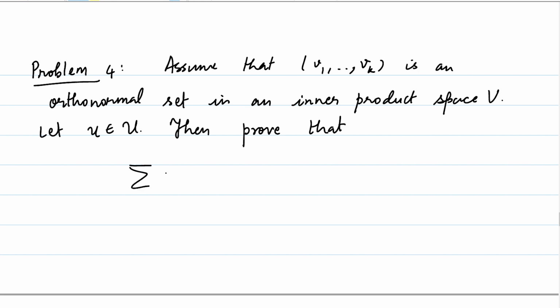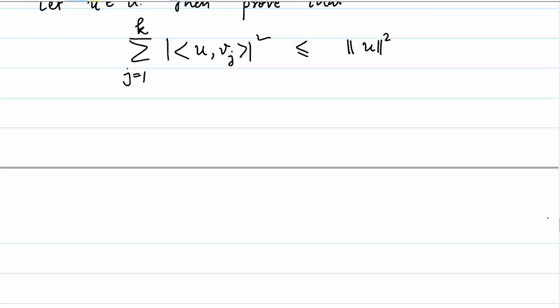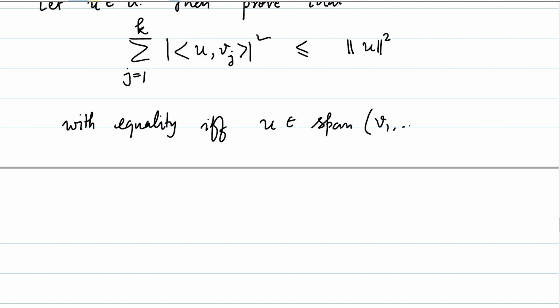the sum of the squares of the inner products of U with Vj, where the summation is from 1 to k, is less than or equal to the length of U squared. Observe that this is an inner product space, and this inequality is always satisfied for any collection of orthonormal vectors. We know exactly when equality happens: with equality if and only if U belongs to the span of V1 to Vk.